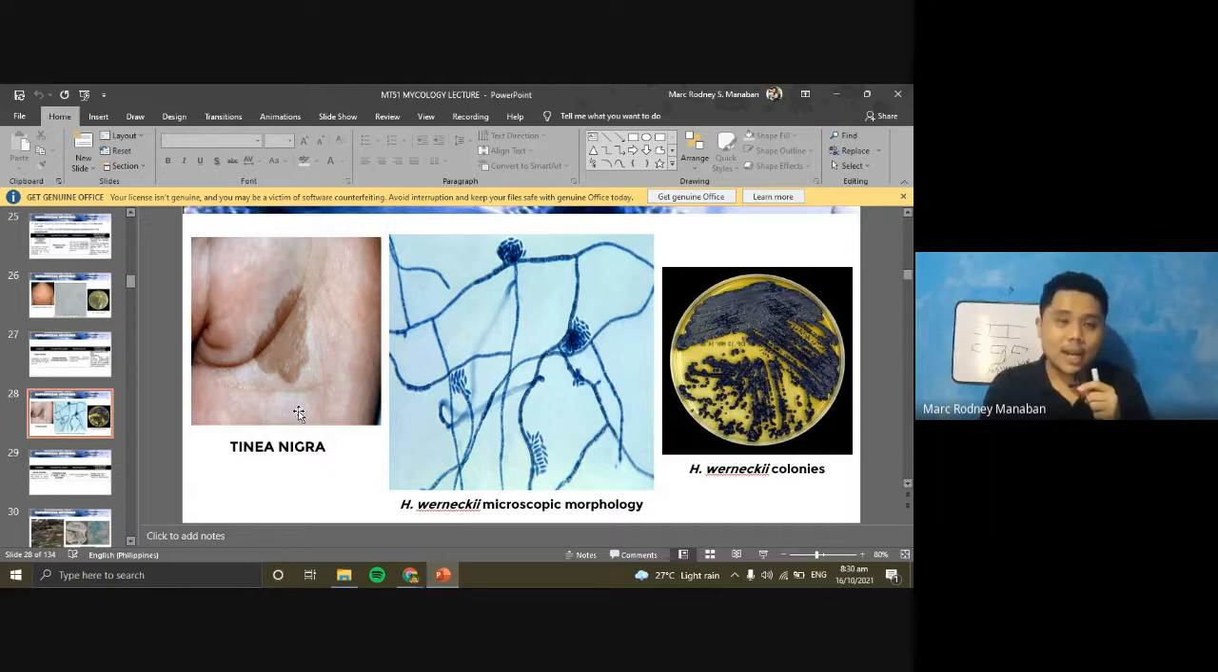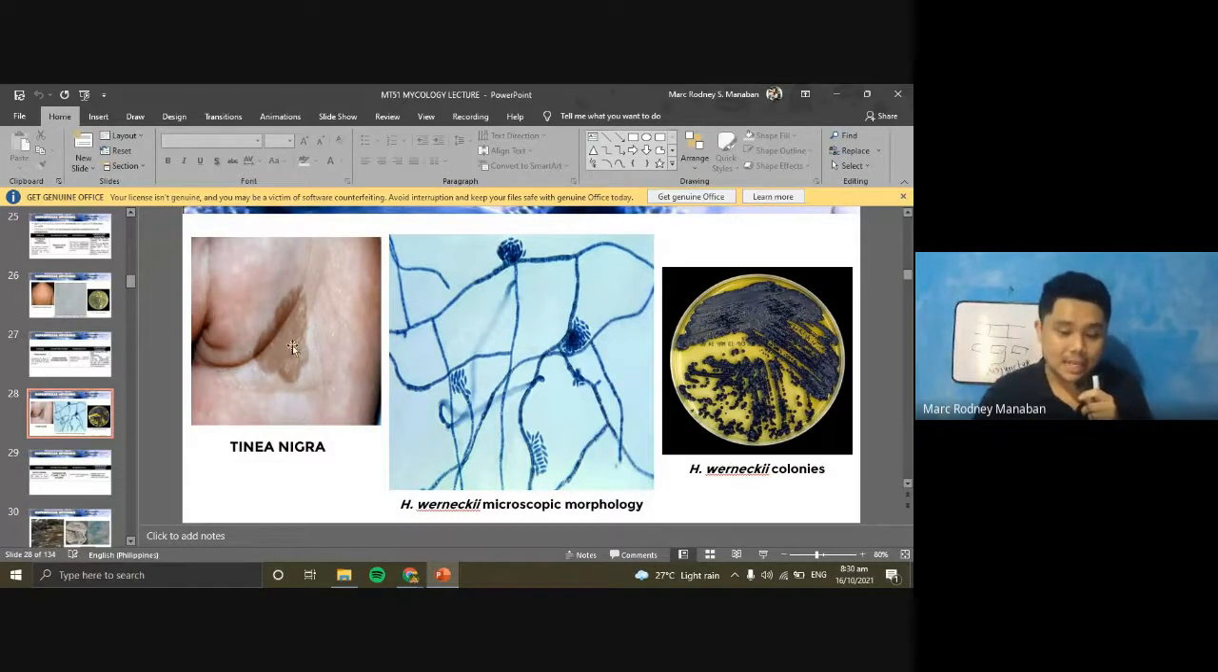All right. Now again, this is usually acquired from direct inoculation. For example, if you touch your foot or your hand, or an area in the environment that contains the fungus, it is possible you got it from there. All right. So that's for Tinea nigra, again caused by Hortaea werneckii. Okay, that's for Tinea nigra.